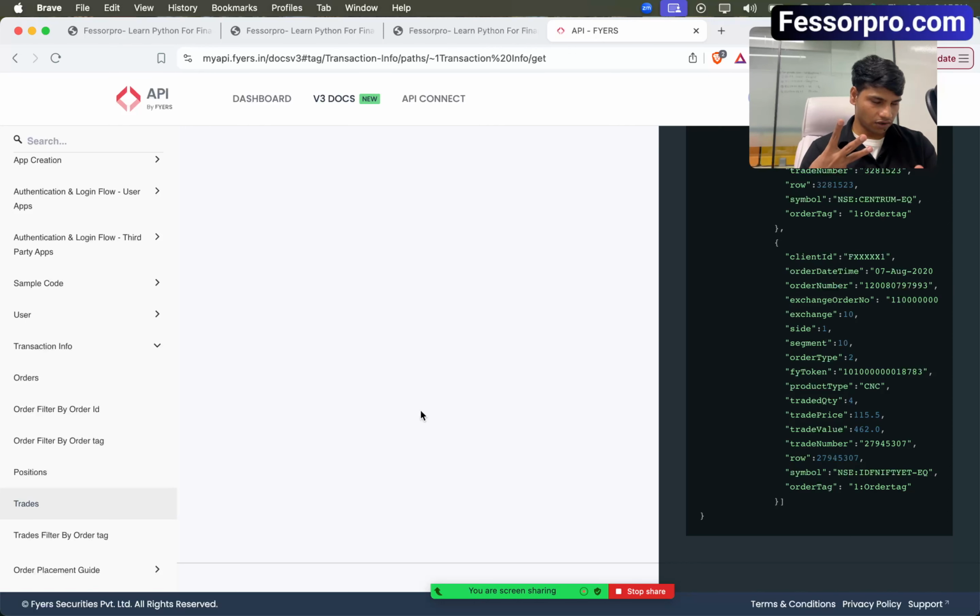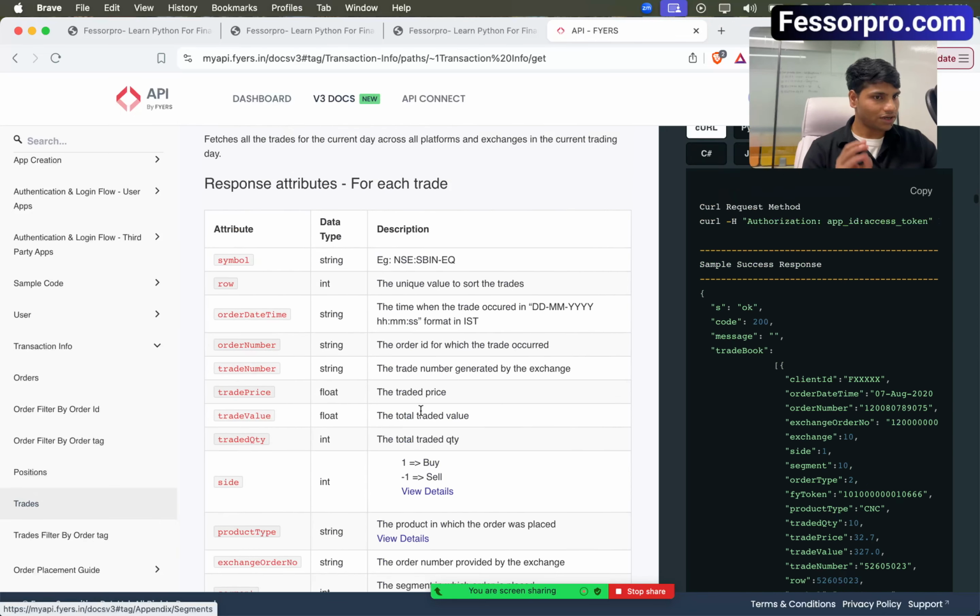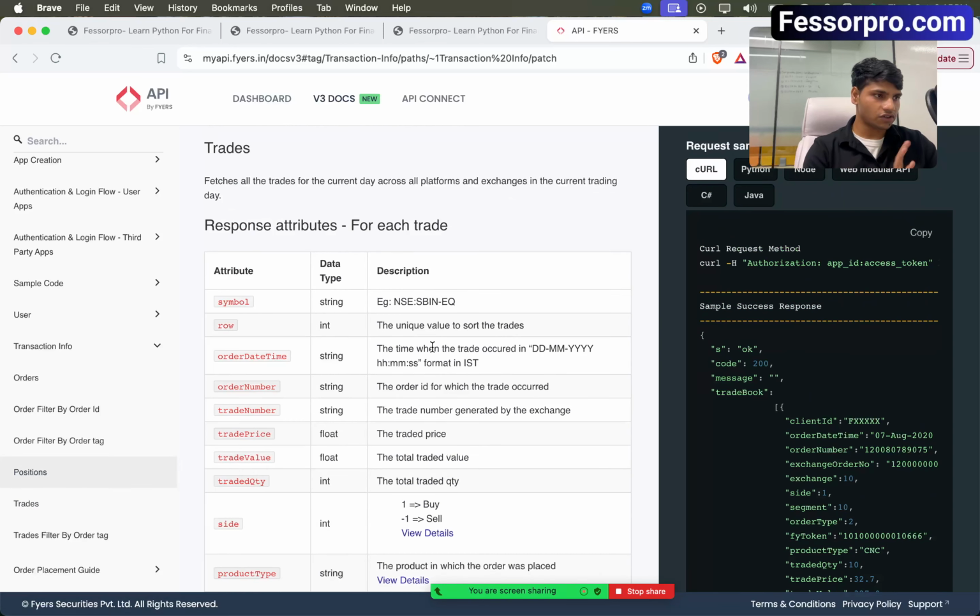Order is when you place an order. Once the order gets filled, you'll see that instrument in the position. And once the order is accepted by the exchange, that becomes a trade. So once the order gets filled, that order will also be visible in the trade section. Okay, so in trades, you'll only see the orders which got filled.